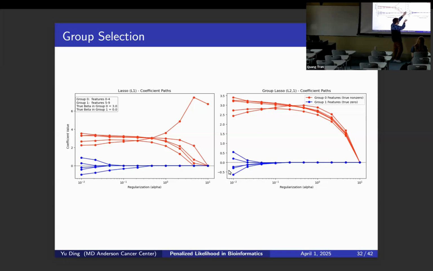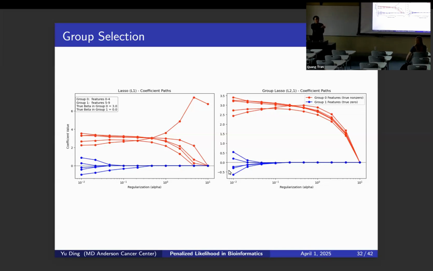They behave quite the same, and they tend to get to 0 at the same time. And for the red group, they are the same. So this is the effect coming from group selection, only changing from the lasso L1 norm to the L21 norm, and the formulation is given in the last slides.